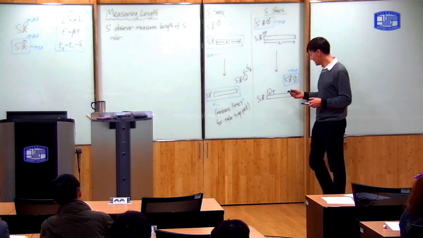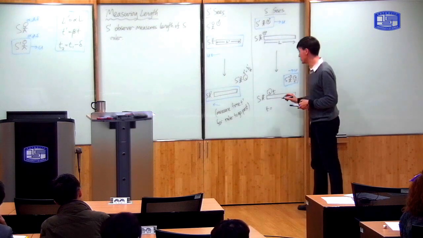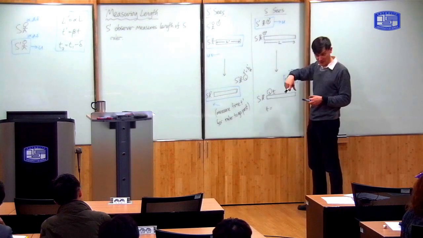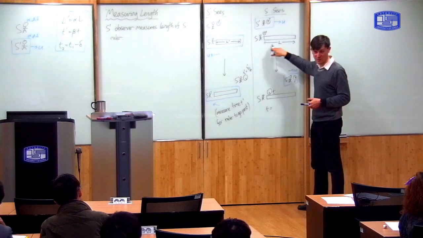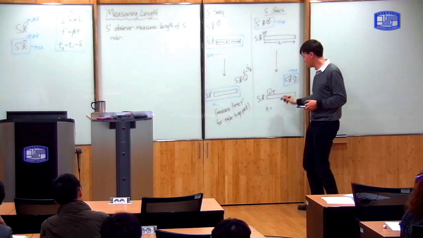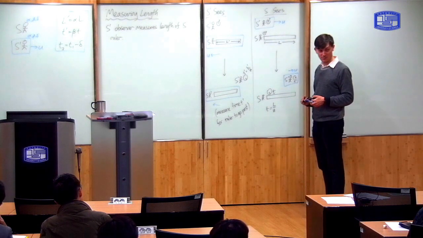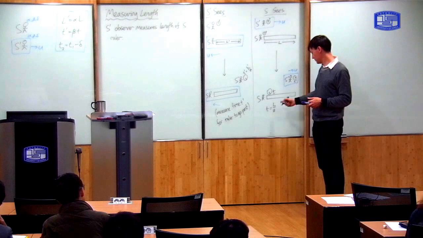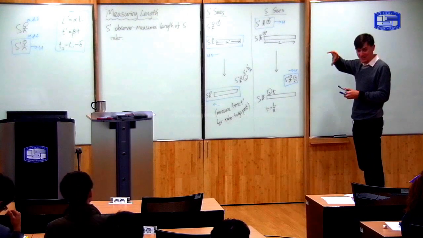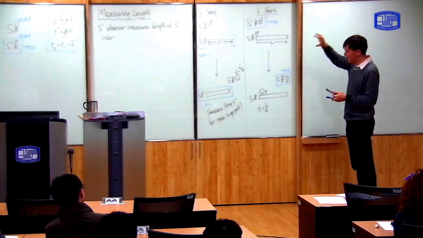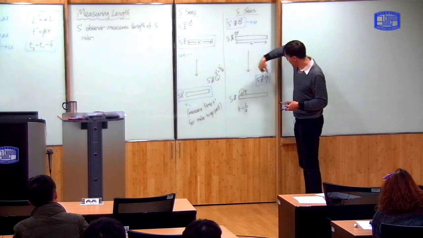You can say in this case the time that the S observer measures, t, is again equal to distance divided by speed, but in this case the distance is L, because he thinks his ruler is not length contracted. So he measures a distance L and a speed u. That makes sense.